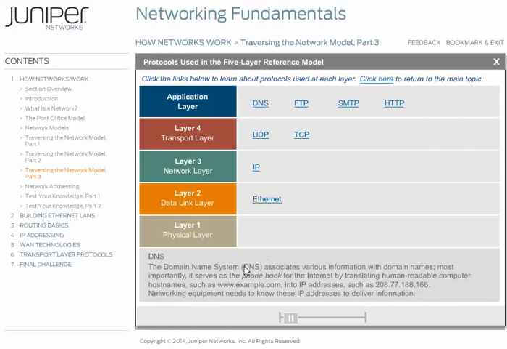The Domain Name System, or DNS, associates various information with domain names. Most importantly, it serves as the phone book for the Internet by translating human-readable computer host names, such as www.example.com, into IP addresses, such as 208.77.188.166. Networking equipment needs to know these IP addresses to deliver information.